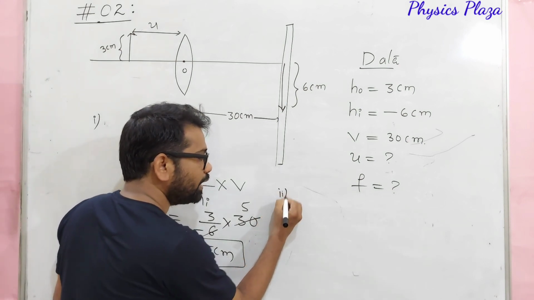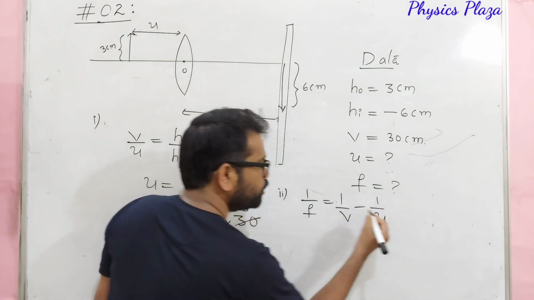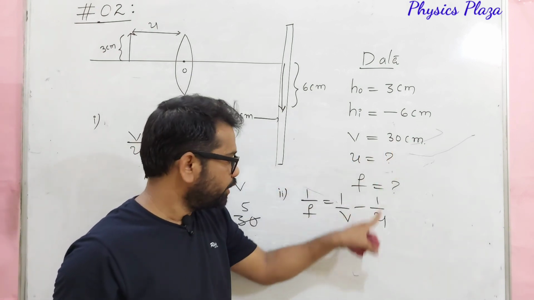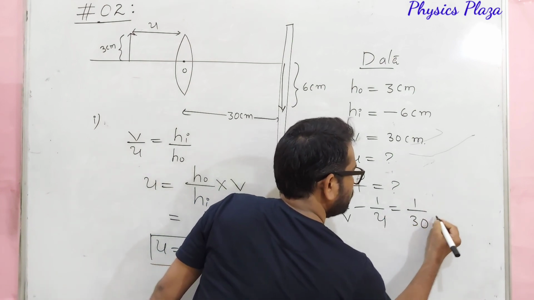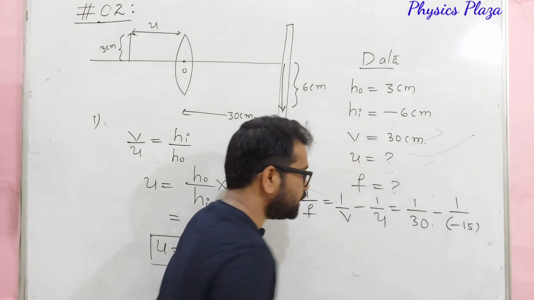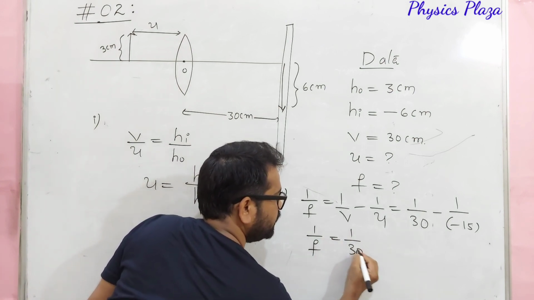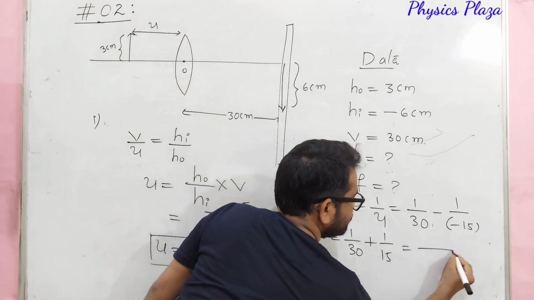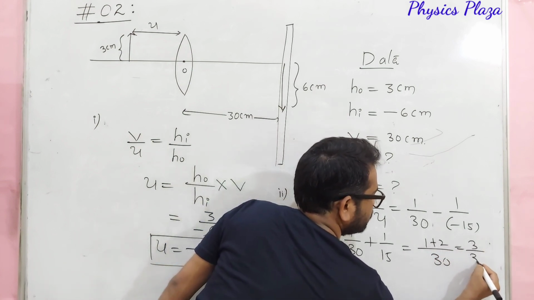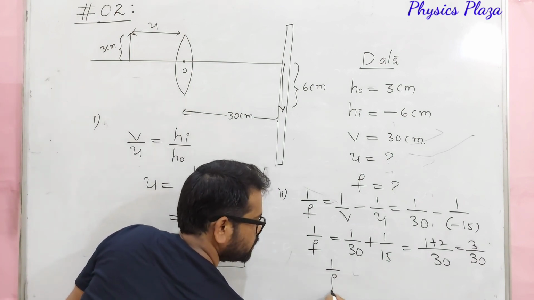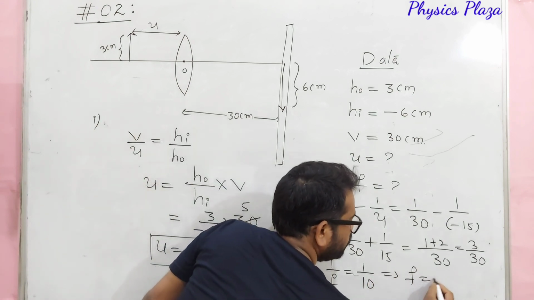So children, from the concept of lens formula, we know that 1 by f is equal to 1 by v minus 1 by u. Now you can substitute here v value 30 centimeters, u value is minus 15. So this is 1 by 30 minus 1 by minus 15. Children, here minus of minus becomes plus. So 1 by f is equal to 1 by 30 plus 1 by 15. Take the LCM, which is 30. So 1 by 30 plus 2 by 30 will be 3 by 30. 3 by 30 is how much, dear children? That is 1 by 10. So 1 by f is equal to 1 by 10, so f is equal to 10 centimeters.